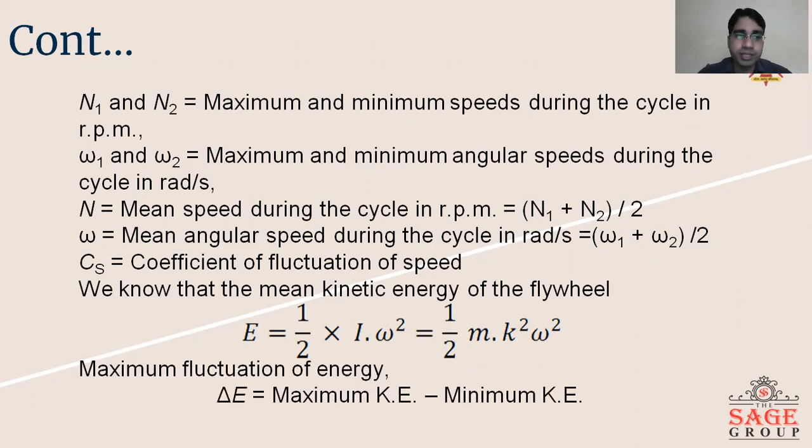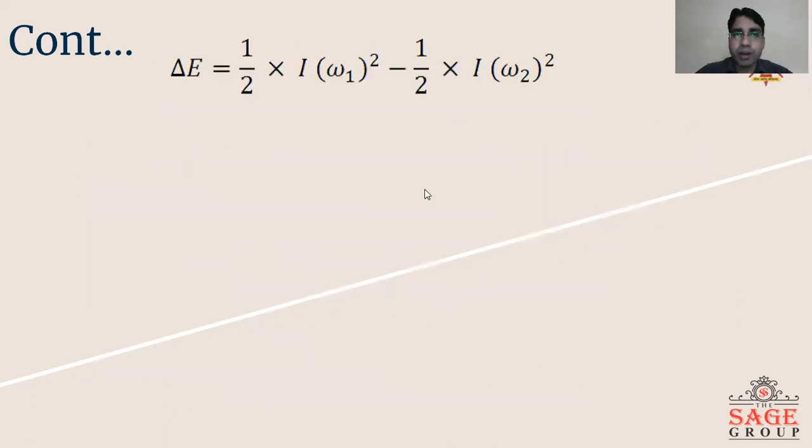We know that the maximum fluctuation of energy delta E equals maximum energy minus minimum energy. Here the mass moment of inertia will not change, because the mass of the flywheel is constant, and the radius of gyration is also constant for a particular flywheel, and only the speed varies. So according to this, delta E equals half I omega 1 square minus half I omega 2 square.